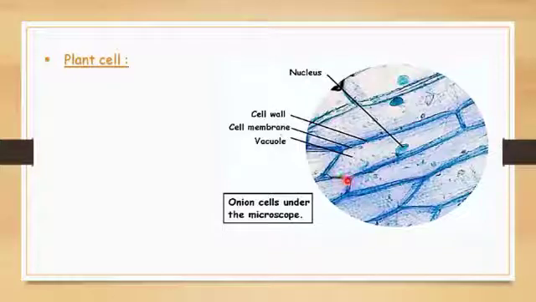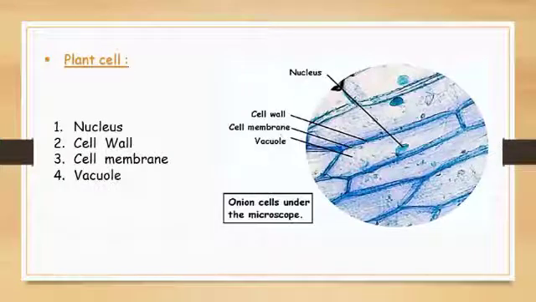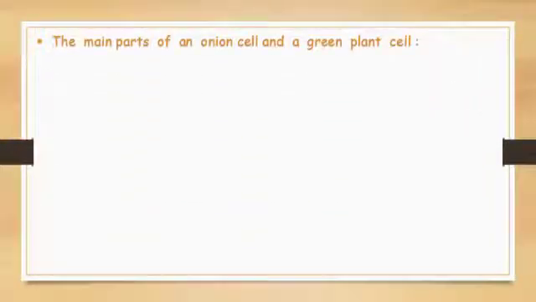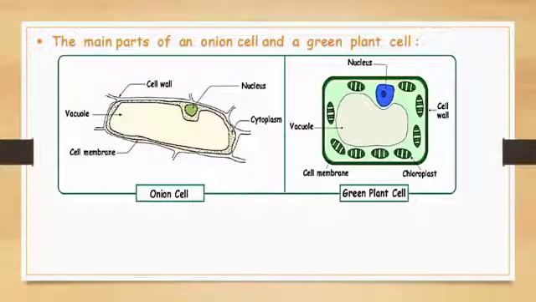This one, follow the cursor please, this one is the cell of the onion. This one is the nucleus. This one is the cell wall, and this one is the cell membrane, and this one is the vacuole. So, the plant cell is made up of the nucleus, cell wall, cell membrane, and then a vacuole. The main parts of an onion cell and a green plant cell.